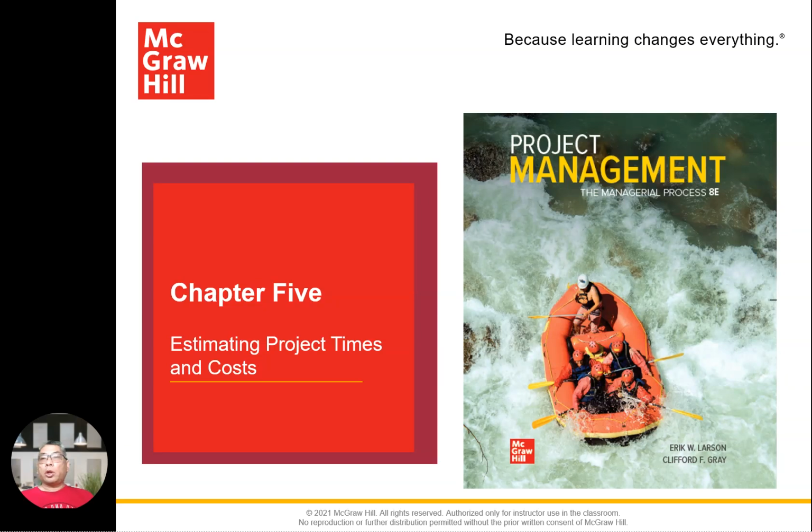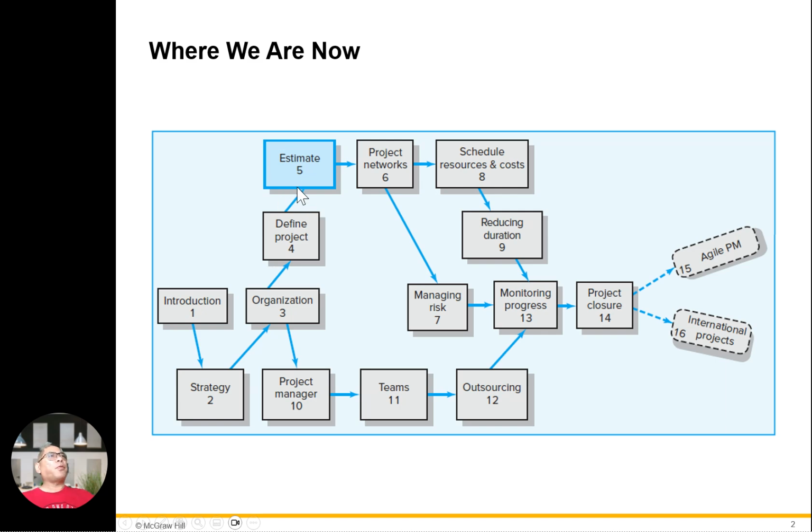Hello everyone, we're going to continue chapter 5 for project management class. The book we're using is Project Management: The Managerial Process, owned by McGraw-Hill, okay, in terms of copyright. Where we are on chapter 5, it will be based on estimates, okay?